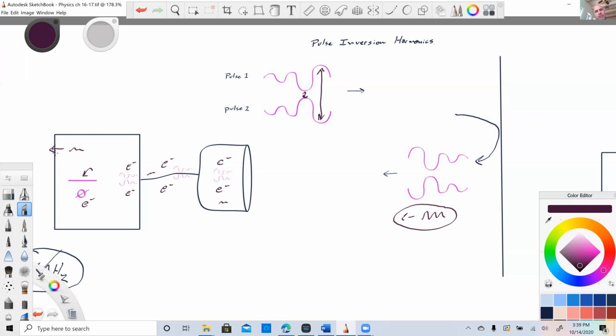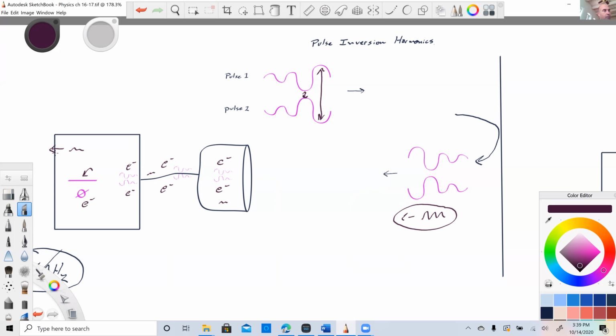So once again, two pulses sent in, one of them is inverted. They hit something in the body, comes back to the transducer. Each is still inverted. The echoes are still inverted, and those two inverted echoes are now combined and canceled. All right, great. So that was the invention of one company.